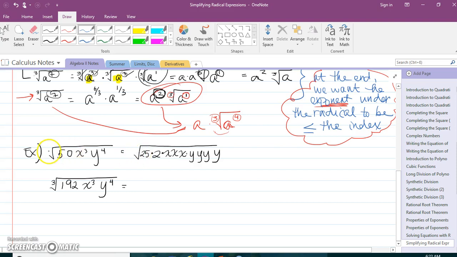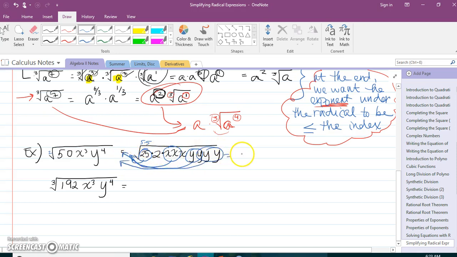So I have a square root. That means my index is 2. That means I need twins to come out or couples to come out. So x squared can come out. 25, which is really 5 times 5, can come out. Y squared can come out. And, oh, look, another y squared can come out.